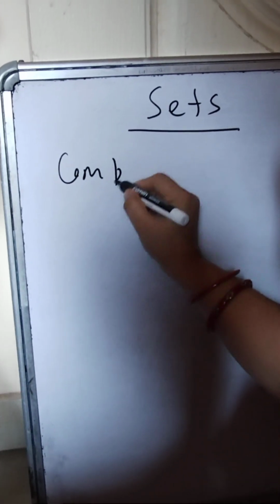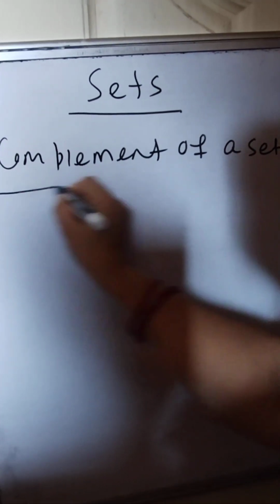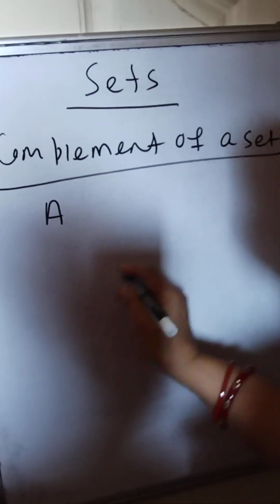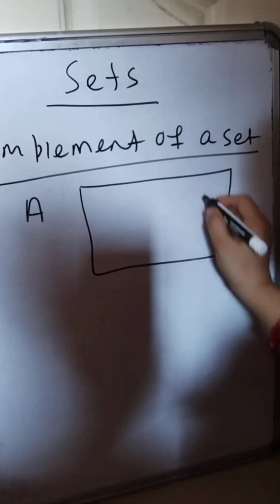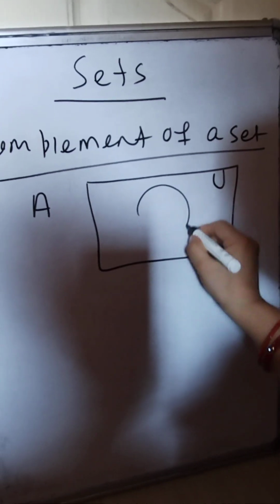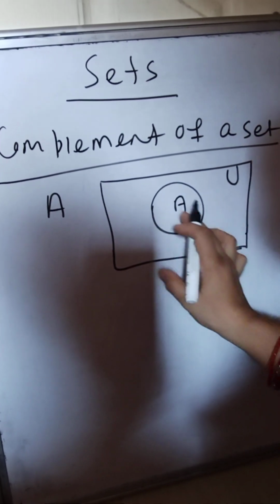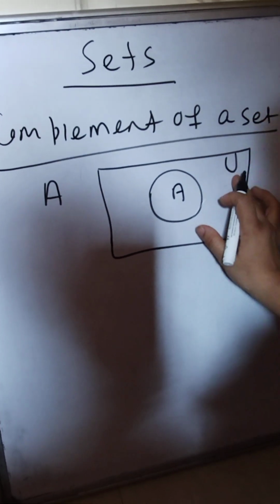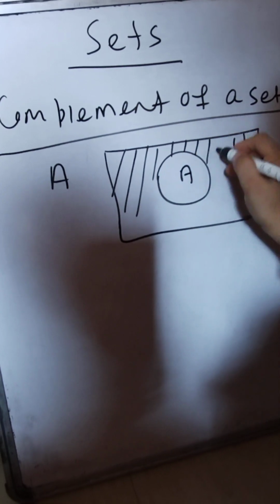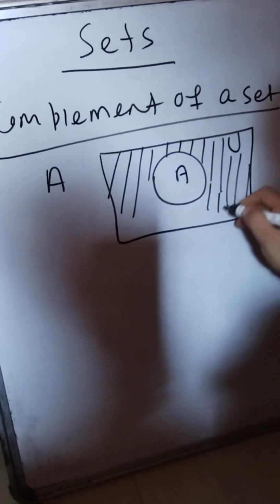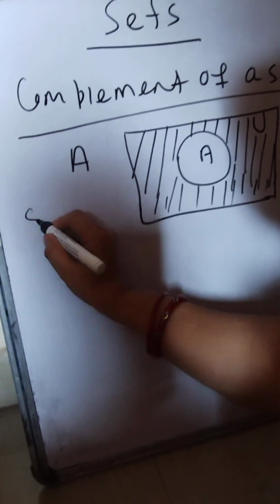While finding the complement of a set, if suppose this set A is given, we can show it in Venn diagram like this. Complement of set A. This is our universal set. If A is a subset of U, then complement of set A are those elements which are present in the universal set but not in set A. So let us shade the portion, the elements which are present in U but not in set A. So this shaded portion is our A complement.